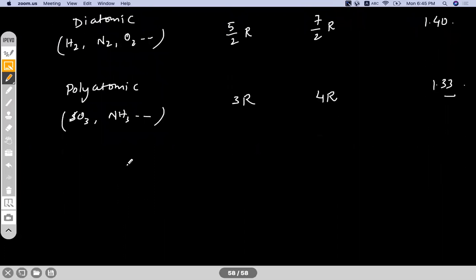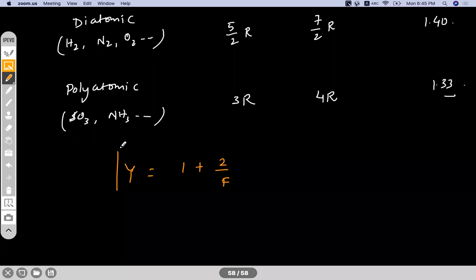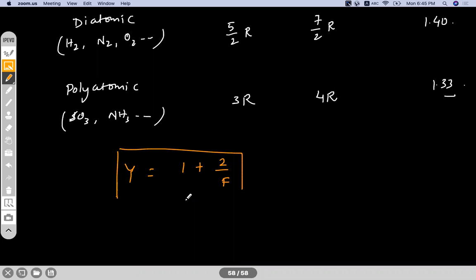One more formula we have for gamma. Gamma is equal to 1 plus 2 by F, where F is the degree of freedom. So you can substitute the value of F, and you'll find out gamma.